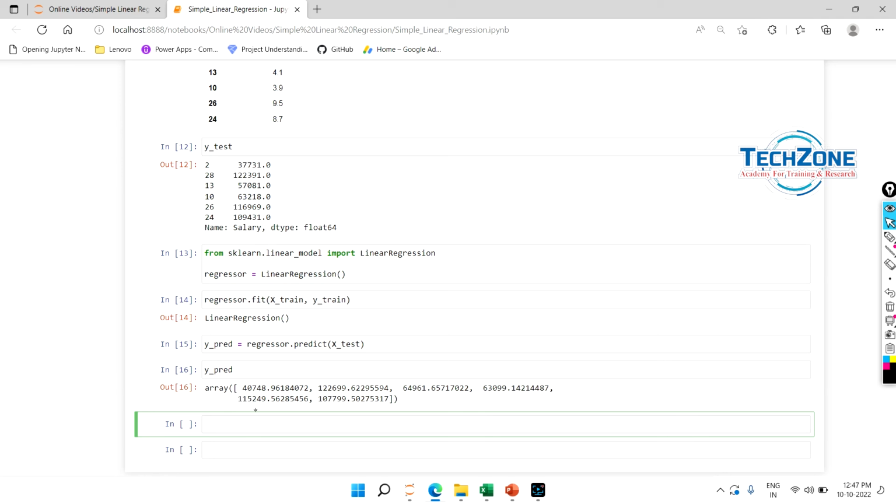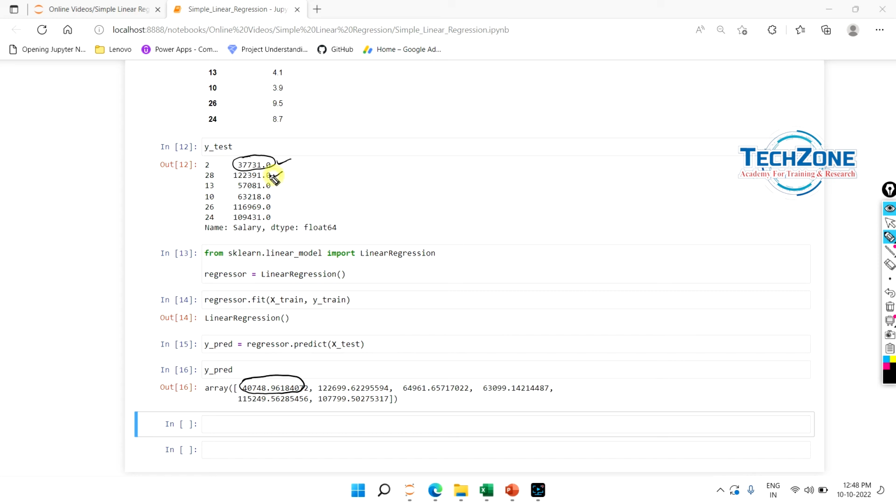So we have on the same screen here, right? See, 37,731 is the actual value. What did our model predict? It predicted this number, 40,748. There is a slight error, right? Of course, no model will be 100% accurate.